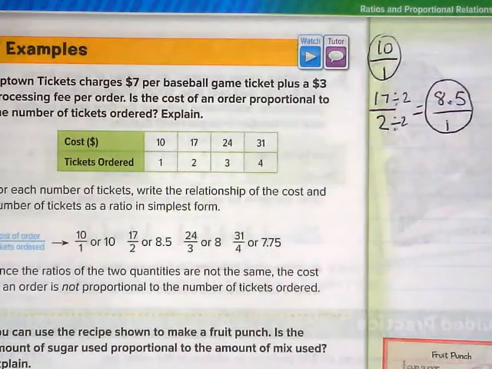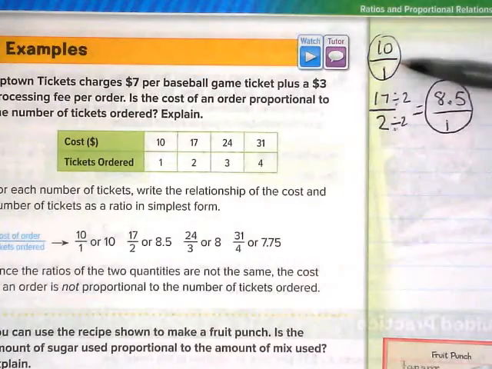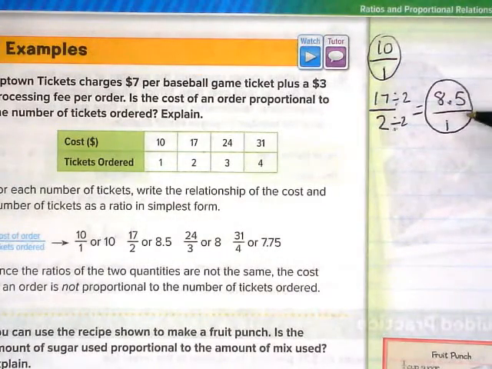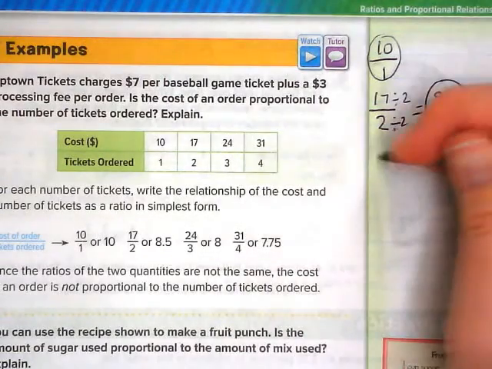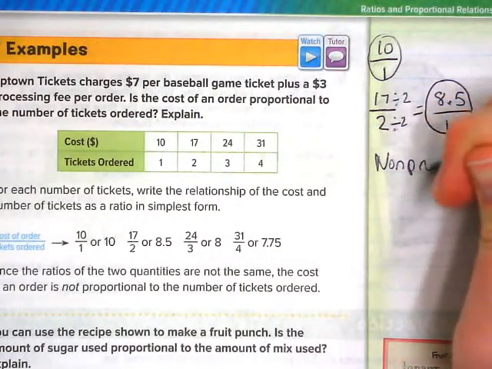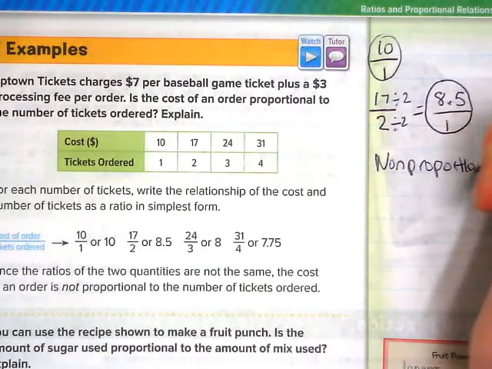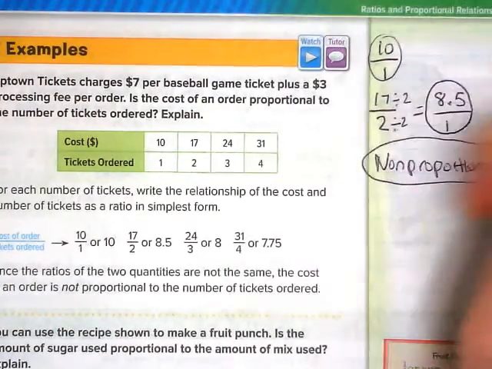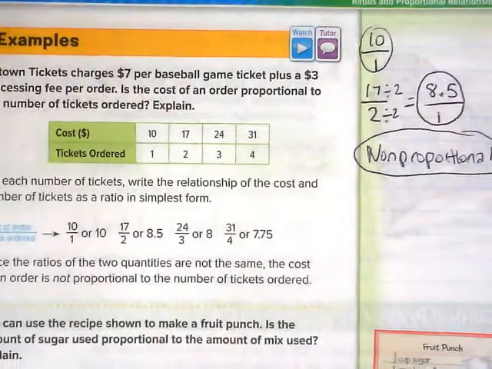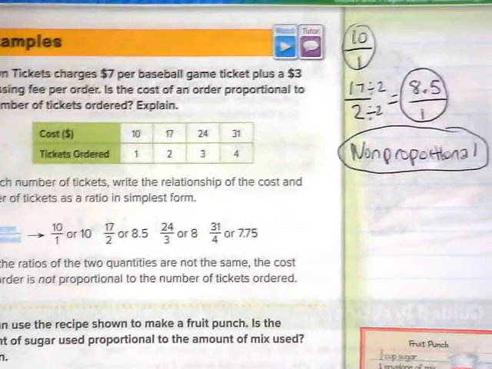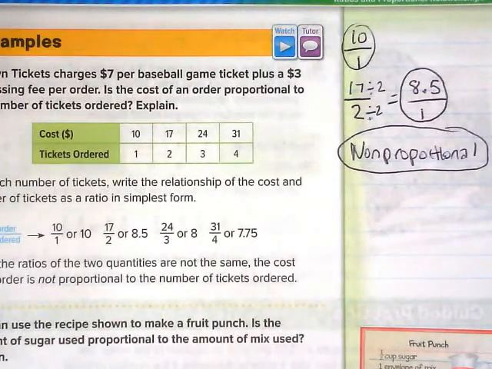But what I already saw from those first two is that these are not proportional, because one has a unit rate of 10 to 1, the next one has a unit rate of 8.5 to 1, so I know that this is non-proportional. Because they do not have the same unit rates.